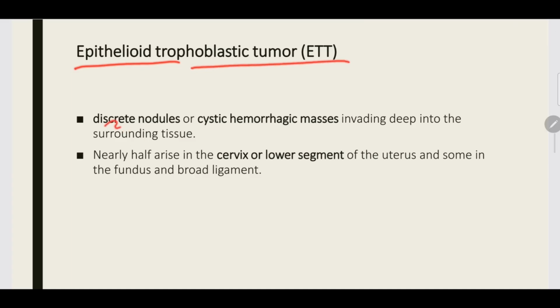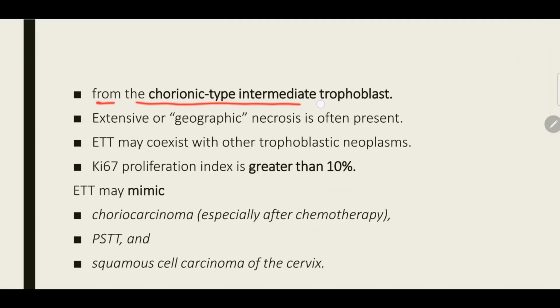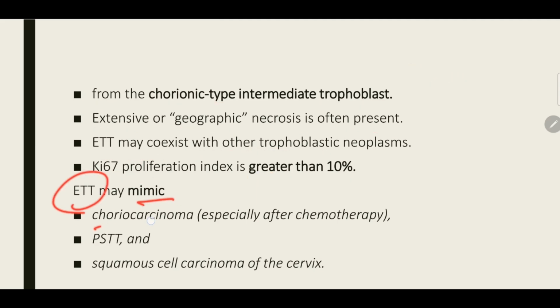Epithelioid trophoblastic tumor. Discrete nodules or cystic hemorrhagic masses invading deep into the surrounding tissues. Nearly half arise in the cervix or lower segment of the uterus, and some in the fundus and broad ligament. ETT arises from the chorionic type intermediate trophoblast. Extensive or geographic necrosis is often present. ETT may coexist with other trophoblastic neoplasms. Ki67 proliferation index is greater than 10%. ETT may mimic choriocarcinoma, especially after chemotherapy, PSTT, and squamous cell carcinoma of the cervix.